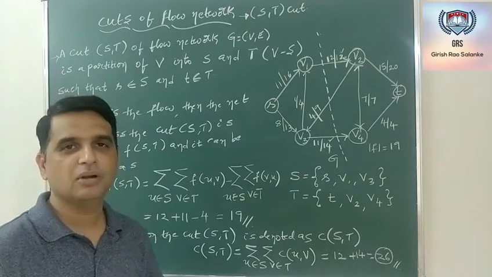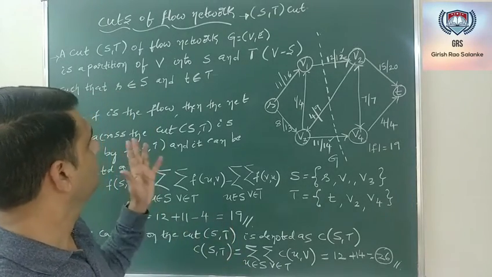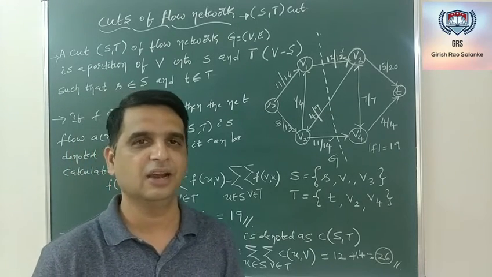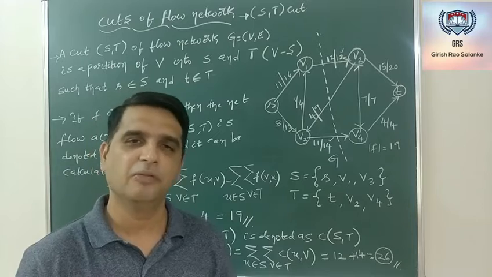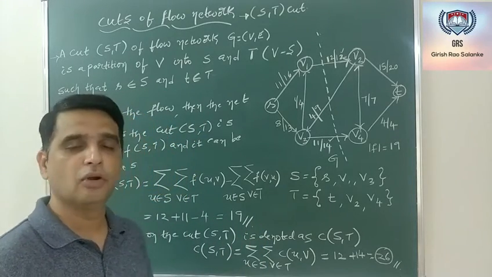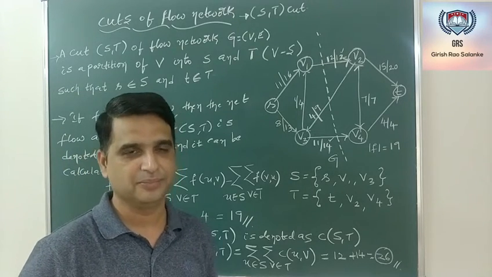Now, this was about what we mean by a cut on the flow network. Generally, we refer to it as an ST cut. With this basic information, we can proceed to the theorem, which is the proof of the Ford-Fulkerson algorithm. Let's go for the max flow min cut theorem.